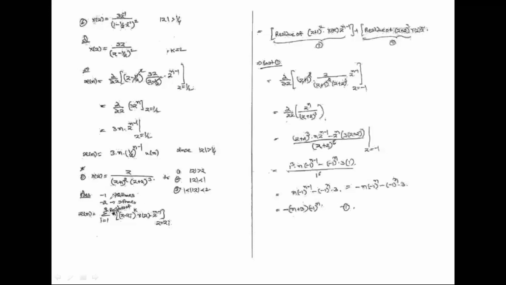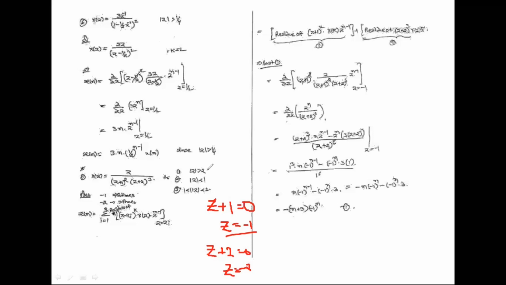What are the poles here? Z plus 1 is given. Z plus 1 is equal to 0, so z is equal to minus 1. Minus 1 is a pole. And z plus 2 is equal to 0, so z is equal to minus 2. Z equal to minus 1 occurs 2 times because it has power 2, and z equal to minus 2 occurs 3 times because its power is 3.